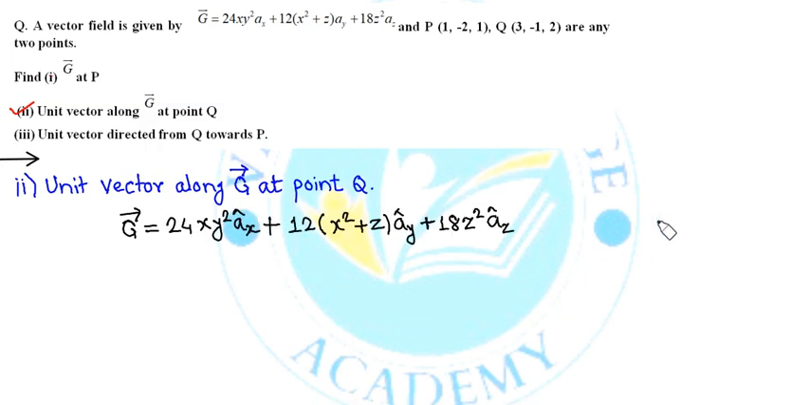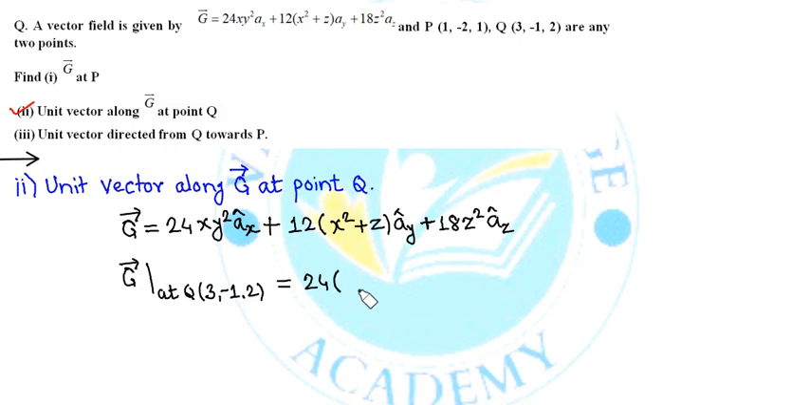We have this vector g. Now we are going to put the values of that vector g at point Q. And what are the coordinates of that point Q? We are given the coordinates of point Q as 3, -1 and 2. Now you just simply put the values of x, y and z in your given vector.